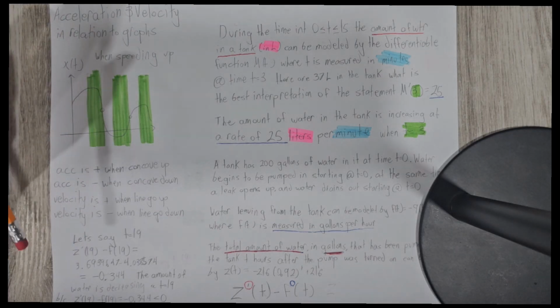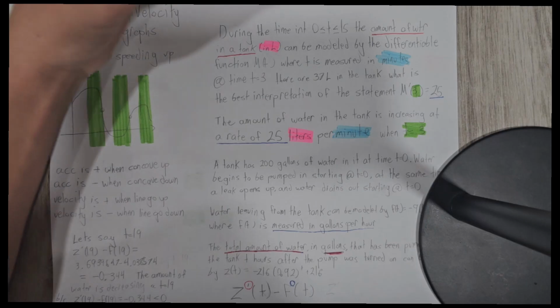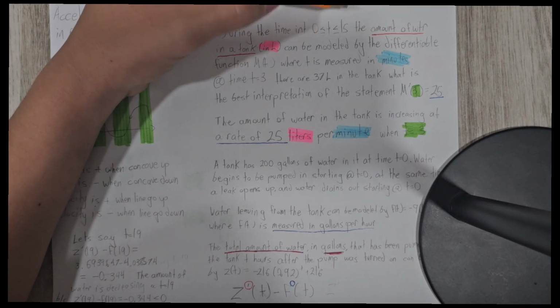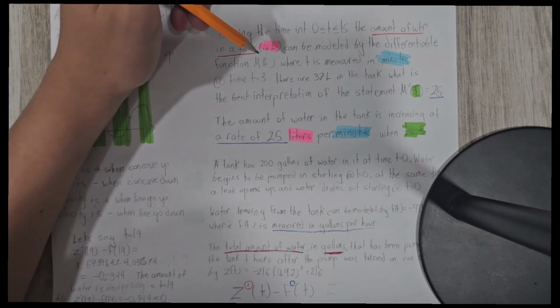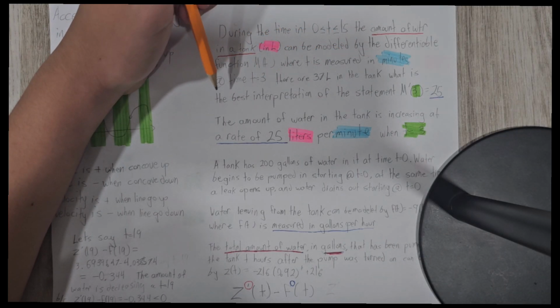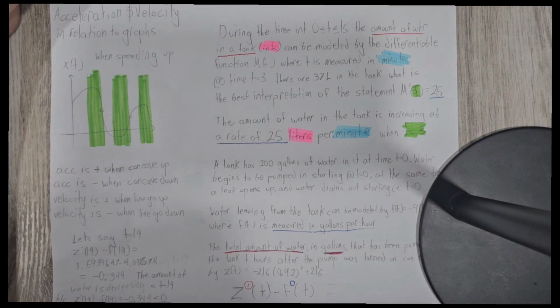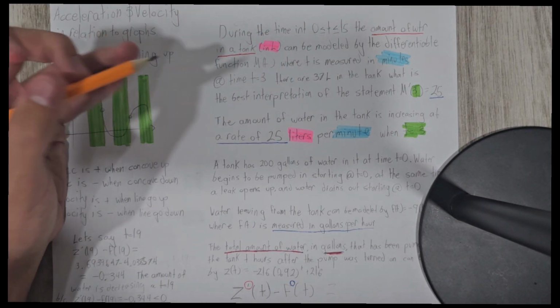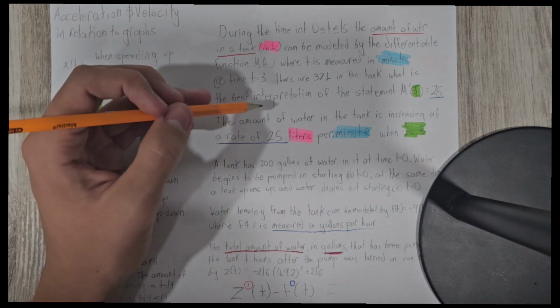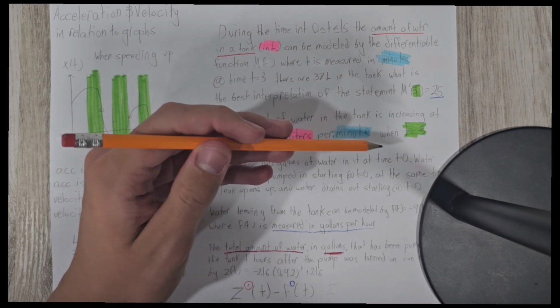All right, let's talk about an example of a rate in, rate out equation. So let's say we have this question right here. During the time interval 0 to 15, the amount of water in a tank in liters can be modeled by the differential equation m of t, where t is measured in minutes. At time t equals 3, there are 37 liters in the tank. What is the best interpretation of the statement m prime of 3 is equal to 25? So my best answer for that would be the amount of water in the tank is increasing at a rate of 25 liters per minute when t equals 3.